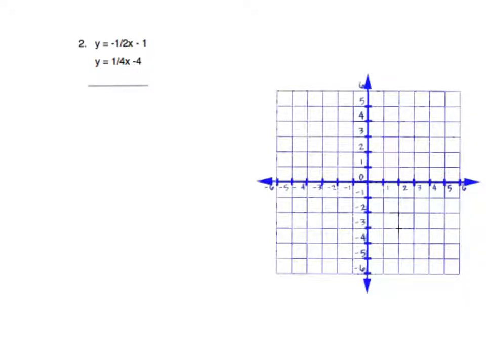So we're taking a look at problem number 2 here. As I'm working on these, I notice that they are both already in slope-intercept form. Okay? For those of you who need a quick little reminder, slope-intercept form is y equals mx plus b, b being my y-intercept, m being my slope.